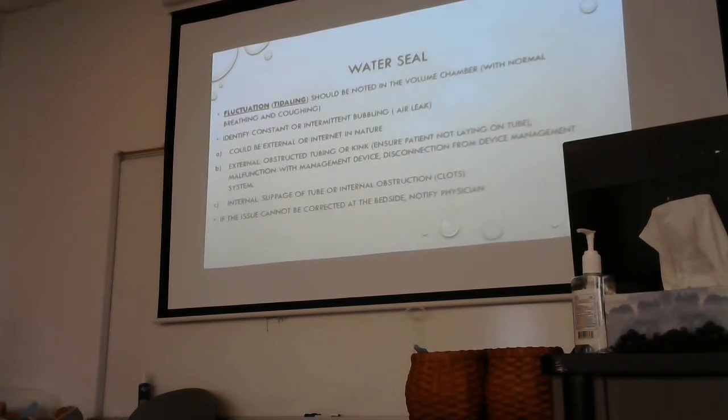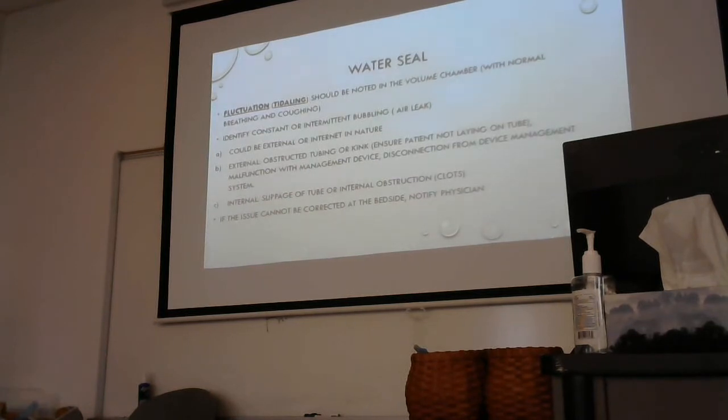Identify constant or intermittent bubbling, which is indicative of an air leak. Those two terms, constant or intermittent bubbling, can be a problem, usually an air leak. It could be external or internal in nature. If it's external, obviously it's outside the patient, between where it connects to the patient and your Atrium or your management system. So either one of your things are clamped off, you get the little square rings that clamp, or maybe it's become dislodged from the system.